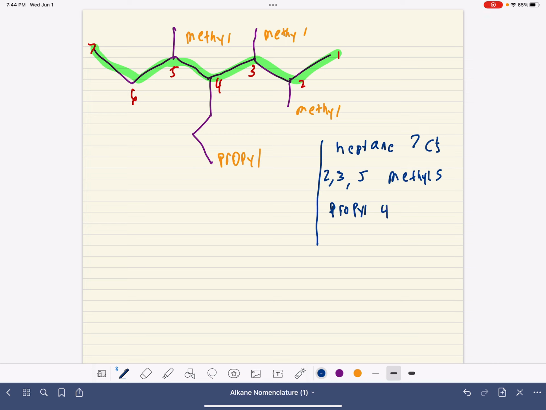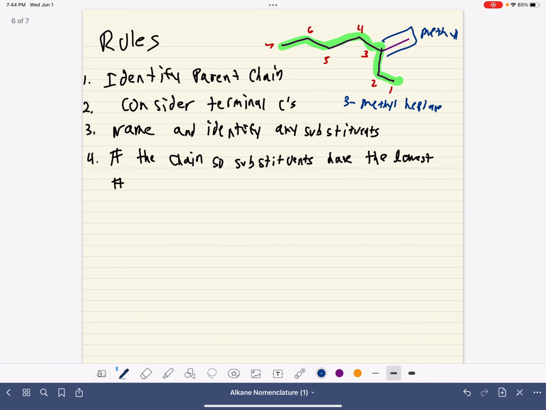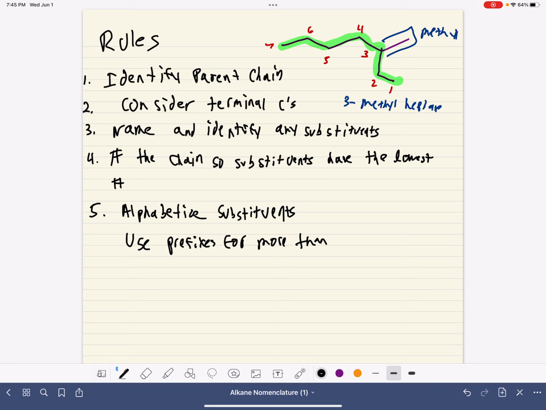Now I am going to add something to our naming rule list over here, and that is to alphabetize substituents. So when you have a molecule that has more than one substituent, you want to alphabetize them when you're naming it. And I'll show you that in a second. Also, use prefixes for more than one of the same substituent. So you'll see what I mean in just a second with this example.